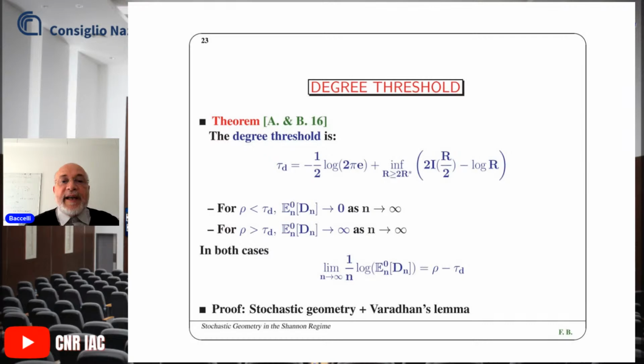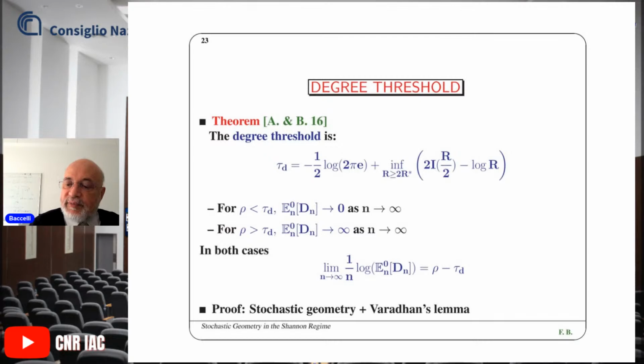Okay, and here are the results. I will just go briefly over the things. You remember this rate function for the radii up to square root of n. So tau d is given by this expression, and it involves the rate function of the radii, the I function, and solving an optimization problem that you see on the right. And as I said, for rho less than tau d, the expectation of the degree tends to zero. For rho more than tau d, it's the other way around, it tends to infinity. And one can check the rate at which these things happen, because in both cases, the expectation in log scale, renormalized by 1 over n, tends to this constant, rho minus tau d. Okay, so this is our deviation.